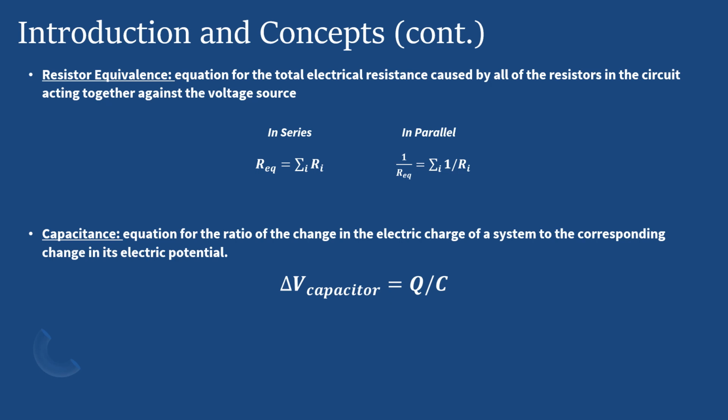Capacitance is the equation for the ratio of the change in the electric charge of the system to the corresponding change in the electric potential.